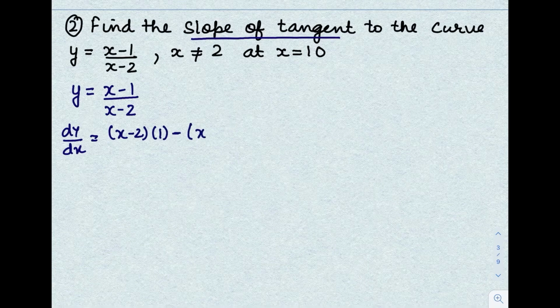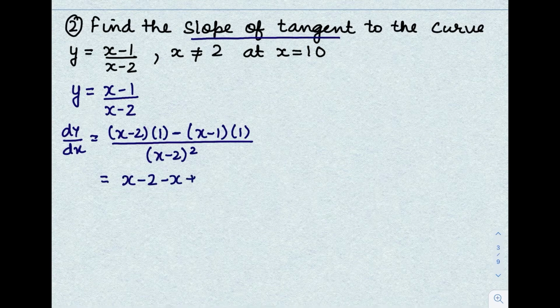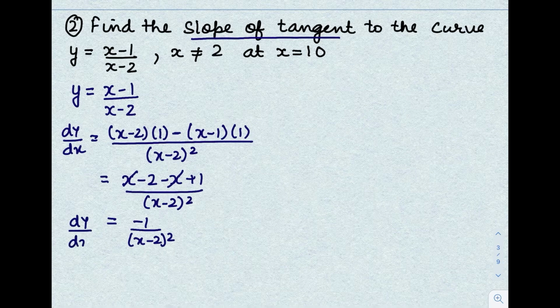minus x minus 1 as it is, d by dx of x minus 2 is again 1, whole divided by x minus 2 whole square. Just simplify it. It will become x minus 2 minus x plus 1 upon x minus 2 whole square. X and x got cancel. We are left with minus 1 upon x minus 2 whole square. This is equal to dy by dx.